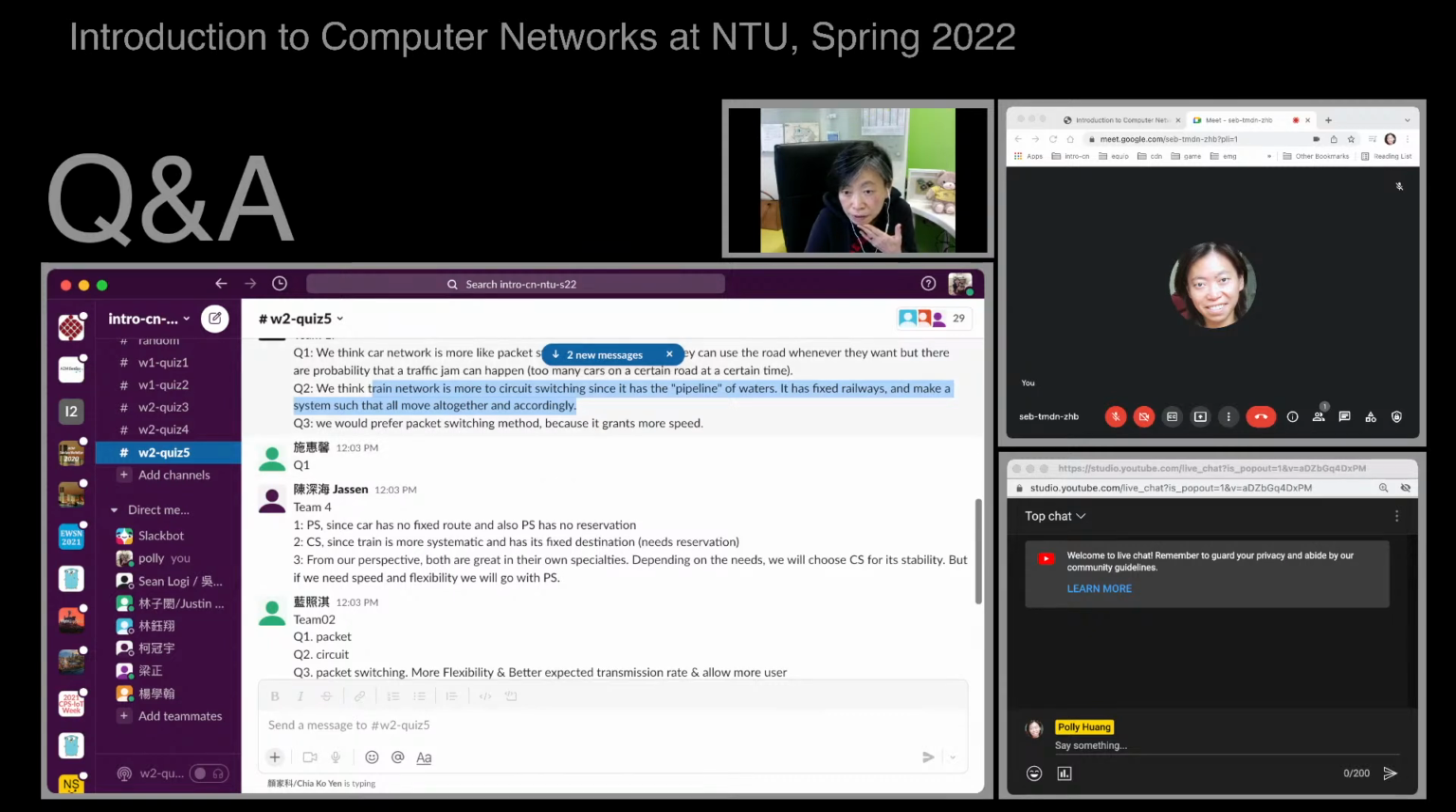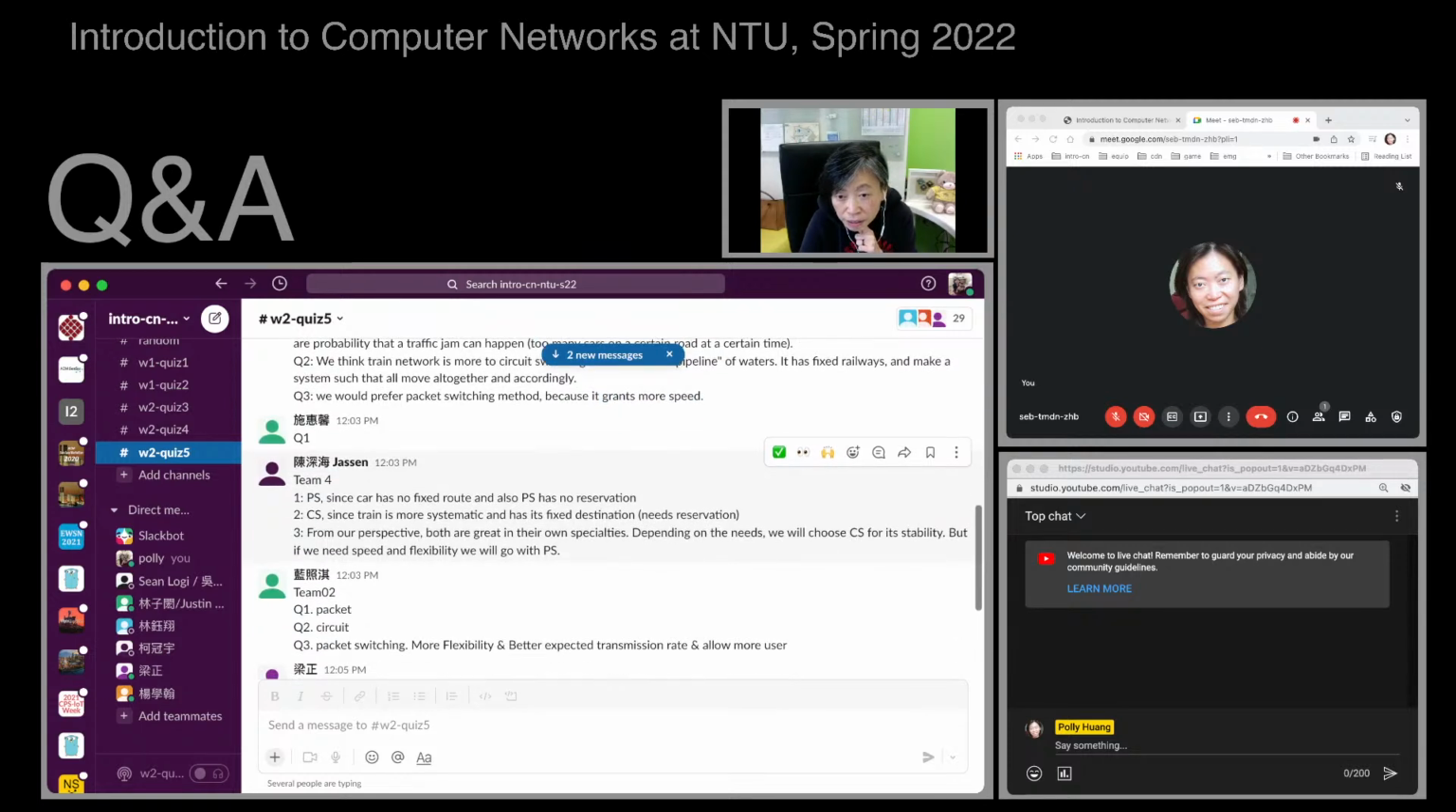And Team 1 prefers packet switching because it grants more speed. Yeah, it grants more speed for each connection at a time, isn't it? And okay, Huixing started typing. Feel free to go on. Then let's go down the list.